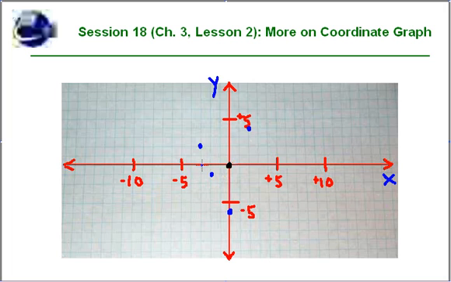So with a little practice, this will become pretty easy for you to visualize that negative numbers on the x-axis just go left of the origin, and negative numbers for the y-axis simply go beneath the origin.